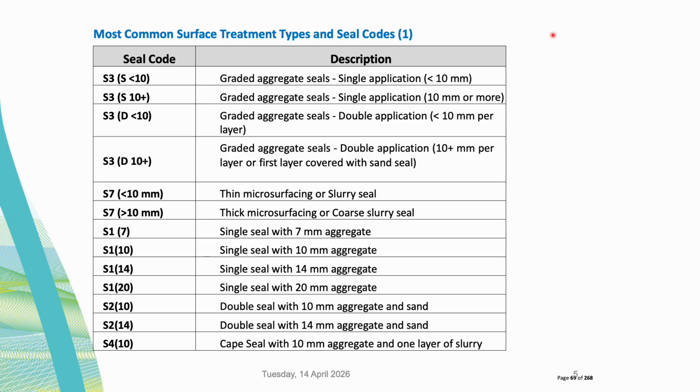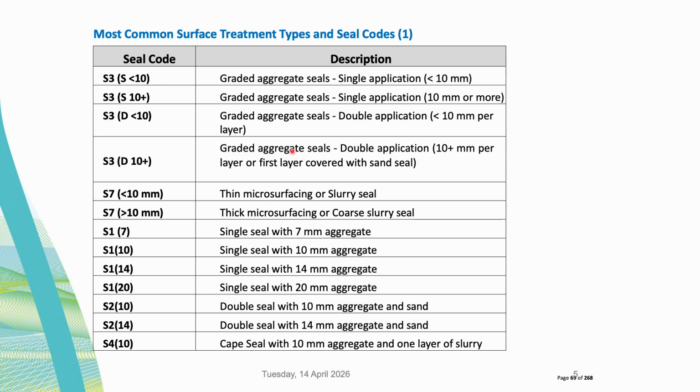under SG2. So the most common surface treatment types that we dealt with before are given in this slide, the seal code and its description. So every seal type has got a code. For example, graded aggregate seal with a single application of aggregate less than 10 millimeter, the code is S3, brackets S smaller than 10 millimeter, brackets. And so we can go down the list.